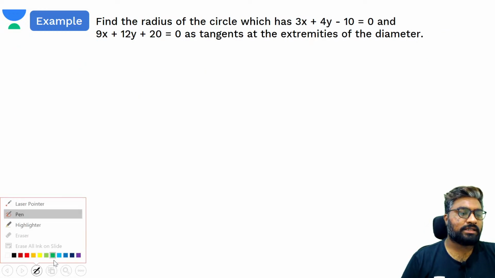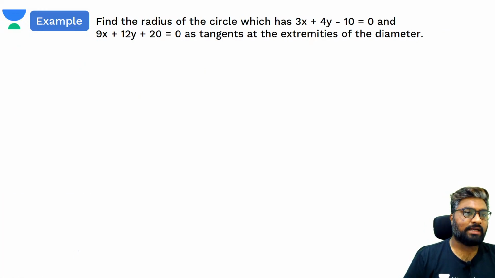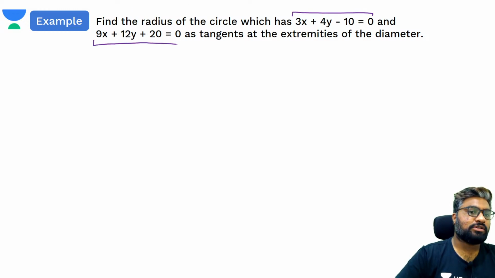Okay, read the next question. Try, see if you can understand it. Find the radius of the circle which has 3x + 4y - 10 = 0 and 9x + 12y + 20 = 0 as tangents at the extremities of the diameter. What do you mean by that?